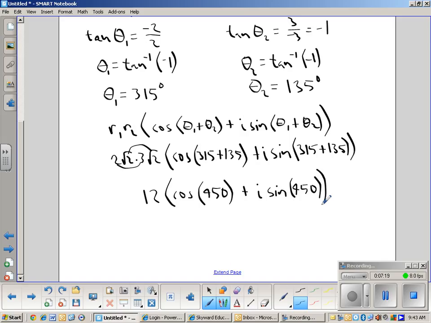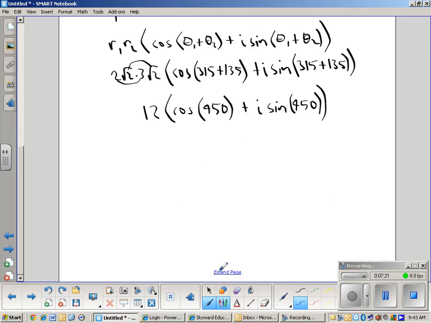You're exactly right. We're saying that, if you couldn't hear him at home, Matt's saying 450 is 90 degrees. Cosine of 90 is 0. And sine 90 is 1. And so we just get i inside, and times 12 is 12i.